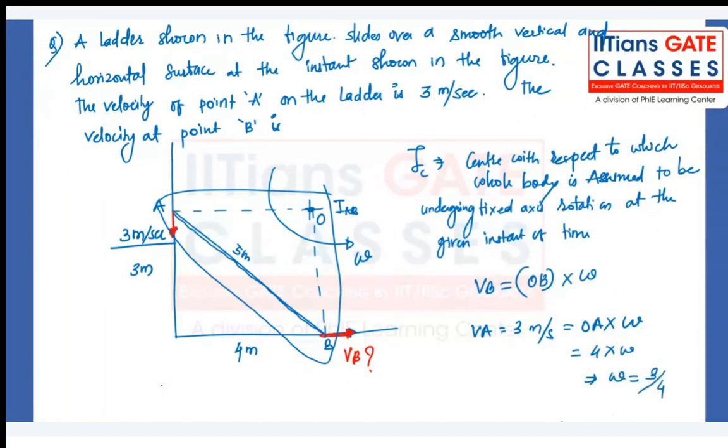Okay. So if you put omega here, OB is what? OB is 3. 3 into 3 by 4 is equal to 9 by 4. And what is that value? 2.25. Okay. So that is why 2.25 is the correct answer in this case.